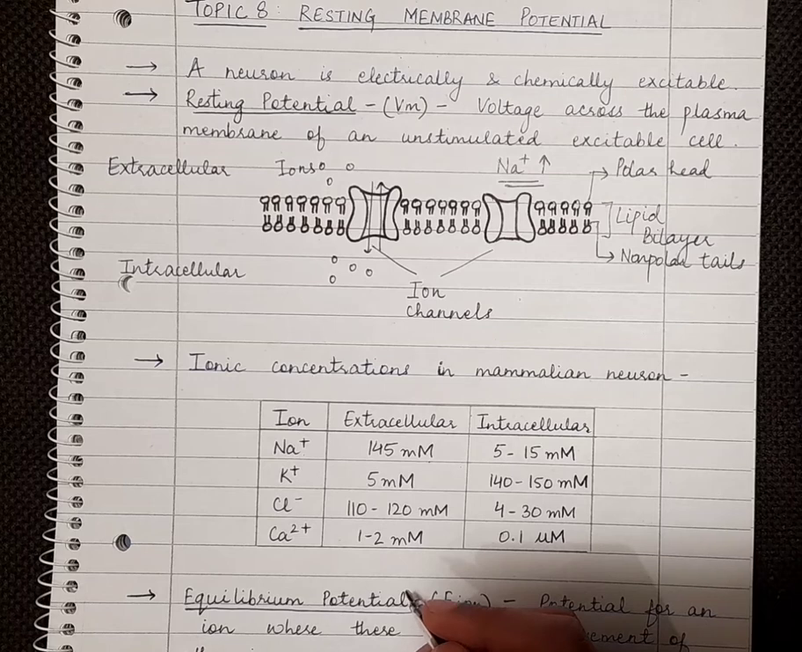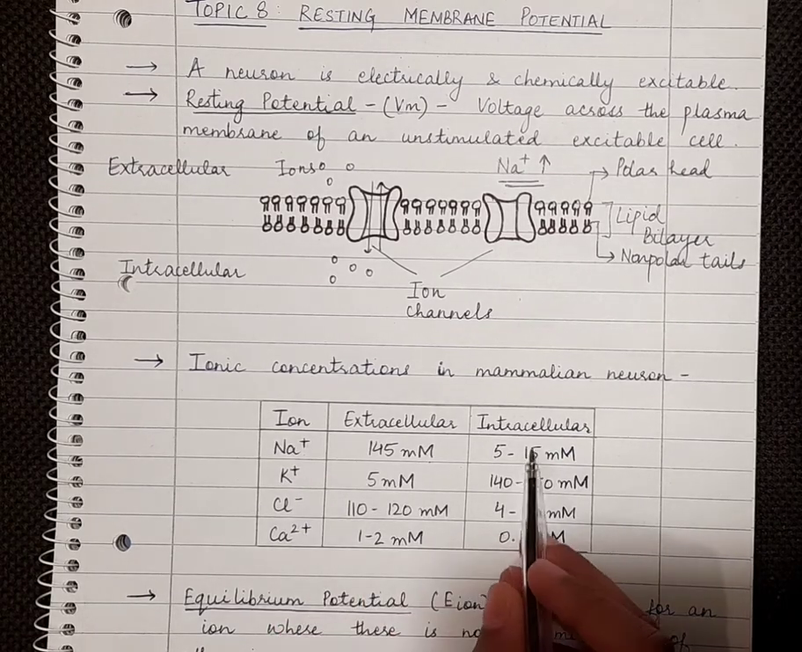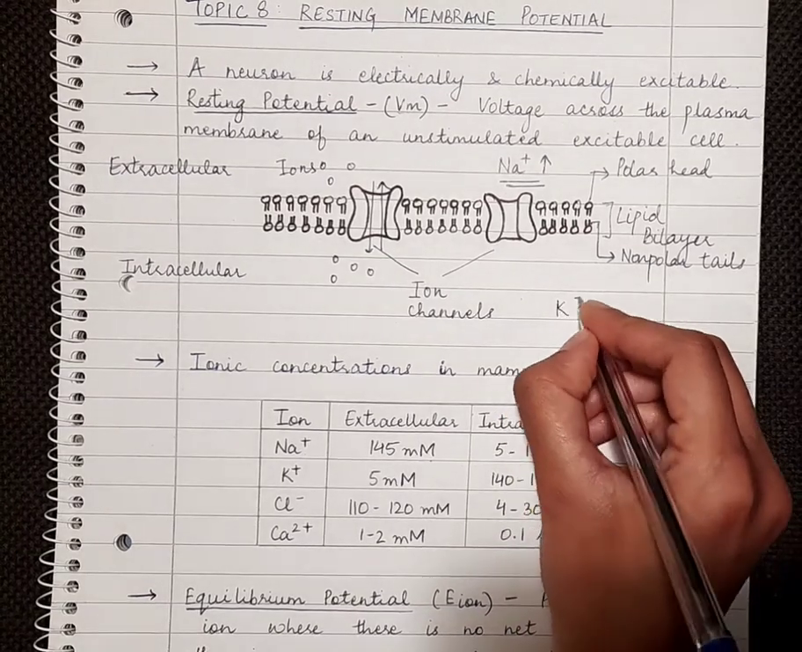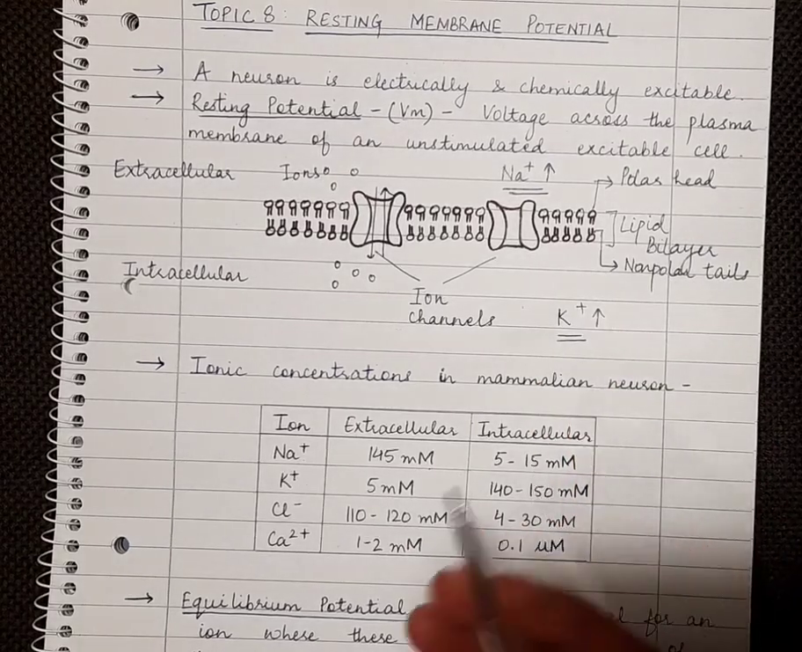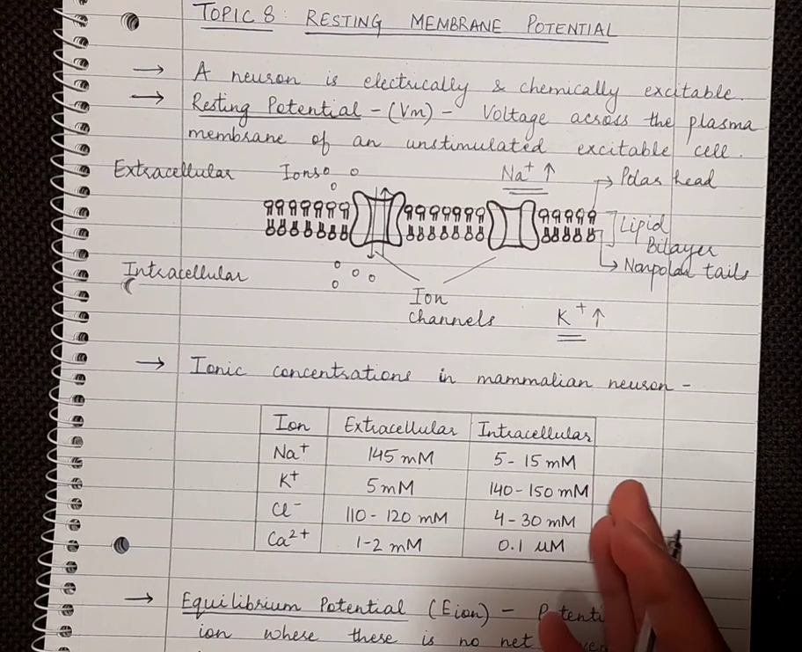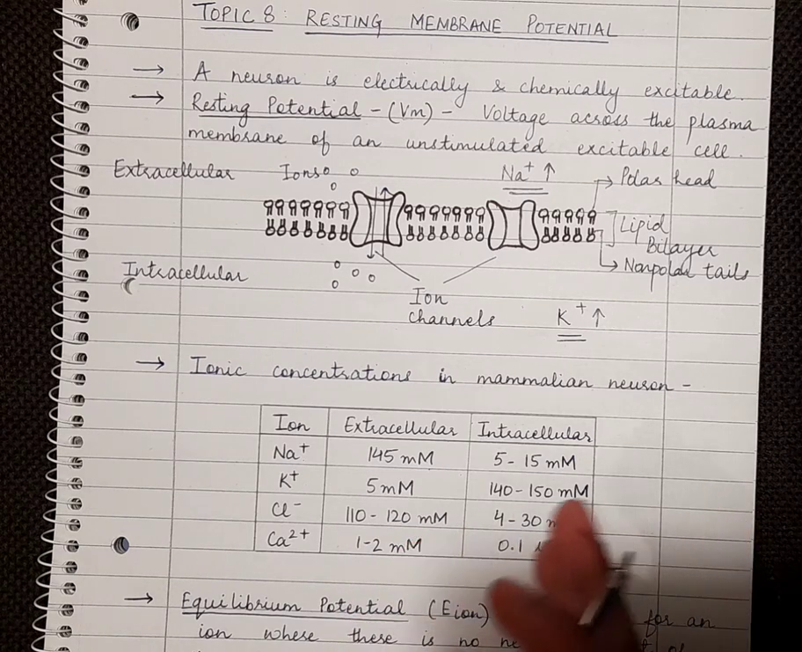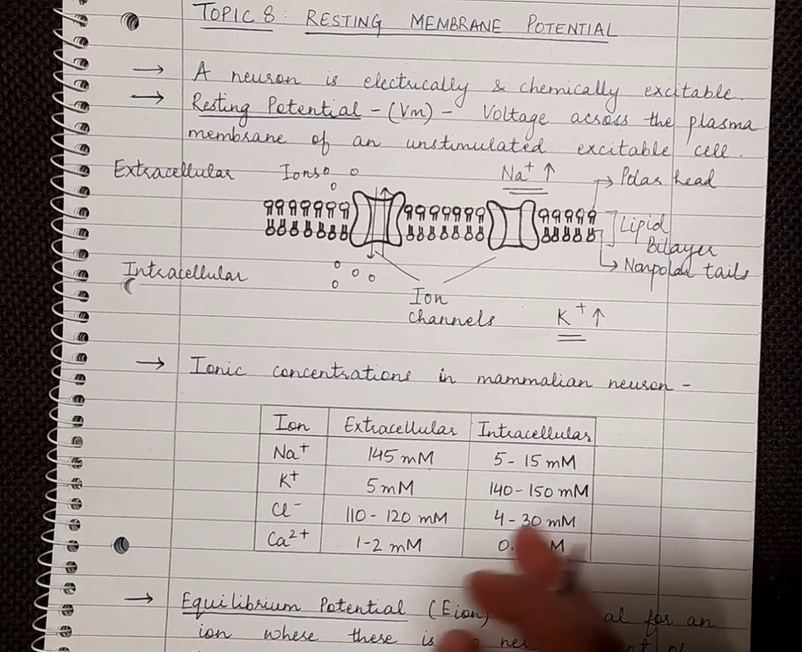side. On the other hand, potassium is more on the intracellular side of the neuron. So inside the neuron there is more potassium, and outside there is more sodium. And this is a very important concept that should be remembered to understand later on how the neuronal transfer of signals actually occurs.